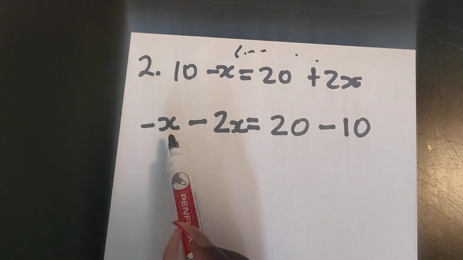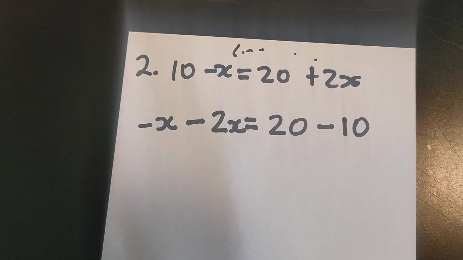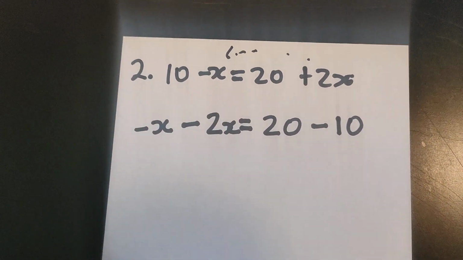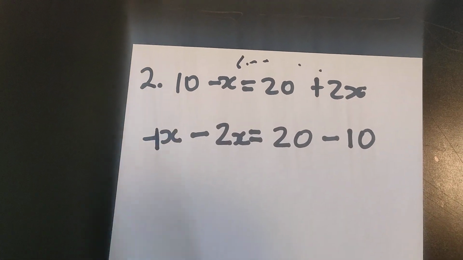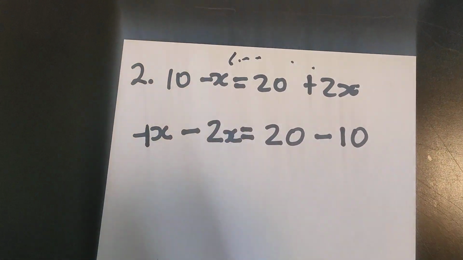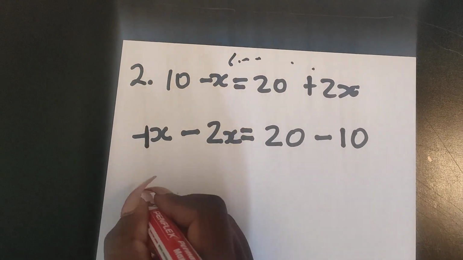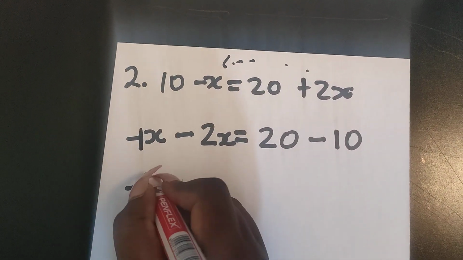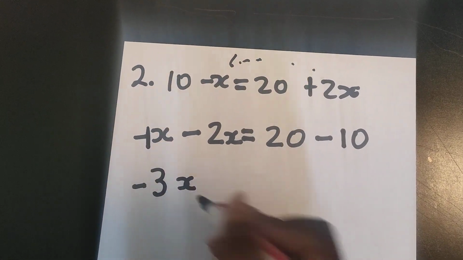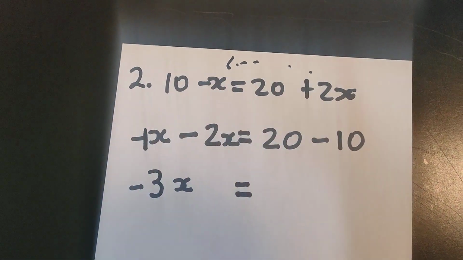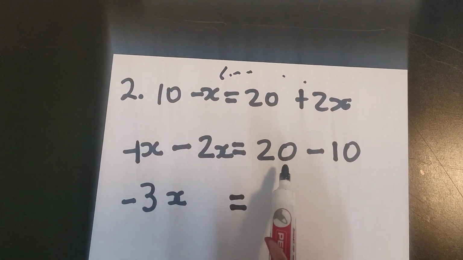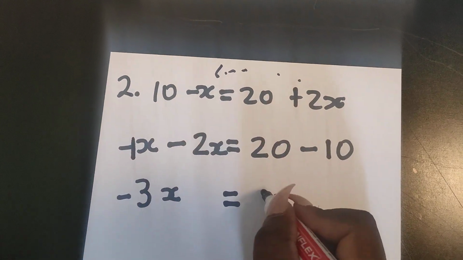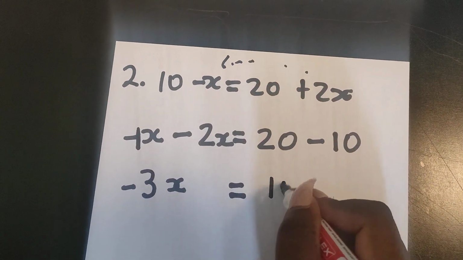So now we have negative x minus 2x, right? When you're given a problem like this, remember that the negative x means that there's a 1 here, but they won't write the 1. So you have negative 1x minus 2x. The signs are the same, so you just add both. You're going to say negative, then 1 plus 2 is 3. And then you bring down your x, and then you put back your equal sign. Make sure that your equal signs are aligned or straight. And then here you have 20 minus 10, which is 10.